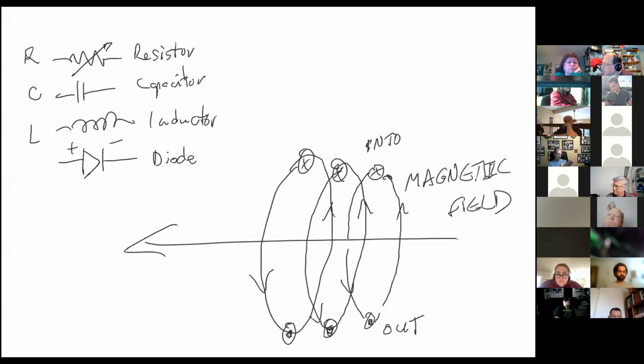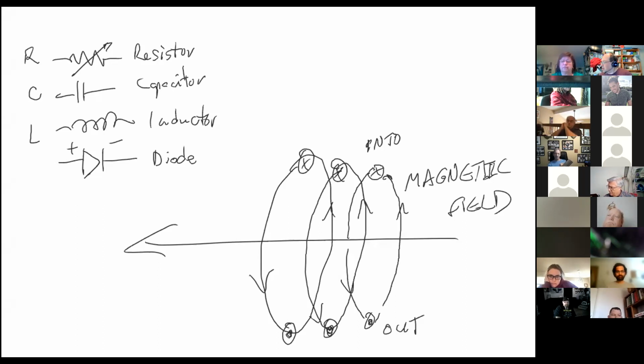Now, I want to bring something up. What are the two parts of an electromagnetic wave? Electric field and magnetic field. Yeah, okay. So we're getting to some kind of convergence here, aren't we? Because we're talking about electric fields and magnetic fields and how these devices make these things.